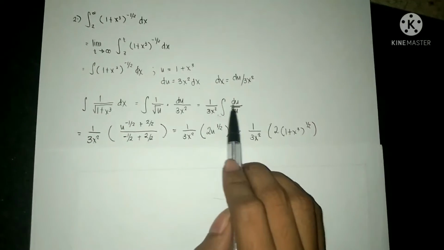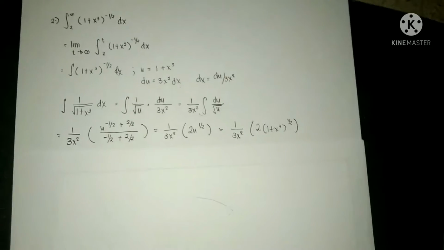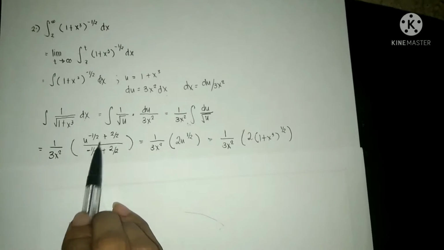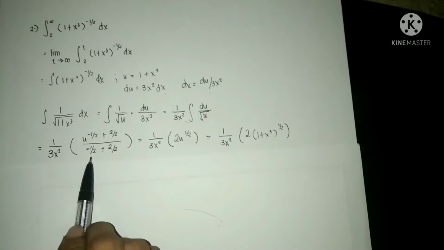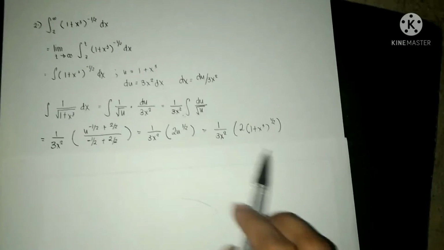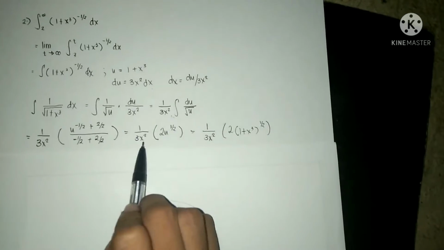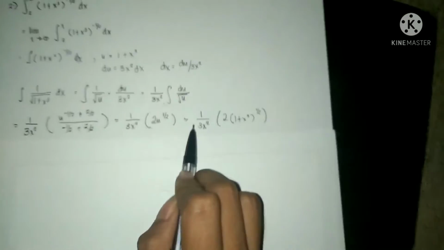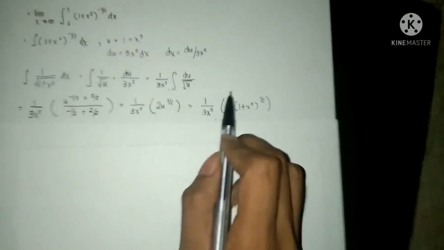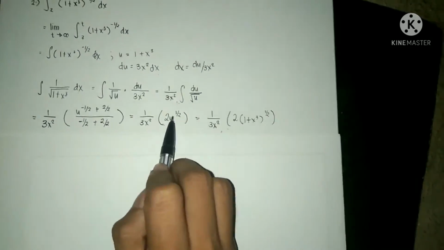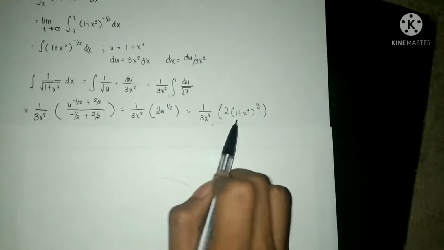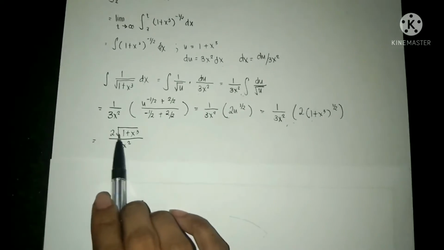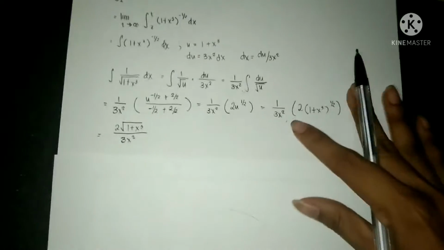So, integrate natin 'tong du over the square root of u. So, magiging 1 over 3x squared times u raised to negative 1 half plus 1, over negative 1 half plus 1, is equal to, simplify natin ito. So, 1 over 3x squared times 2u raised to 1 half is equal to 1 over 3x squared times 2. Plug in natin yung value ng u natin, which is 1 plus x cubed raised to 1 half. So, simplify this, magiging 2 times the square root of 1 plus x cubed over 3x squared.